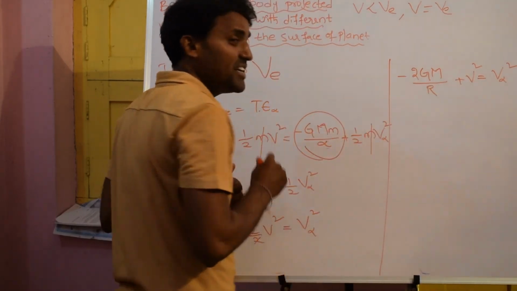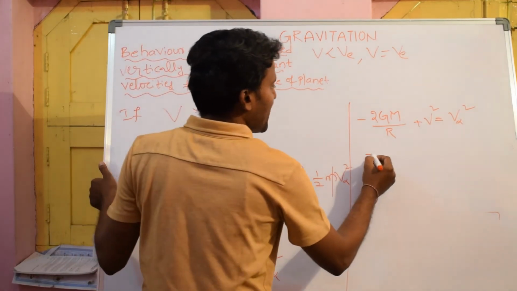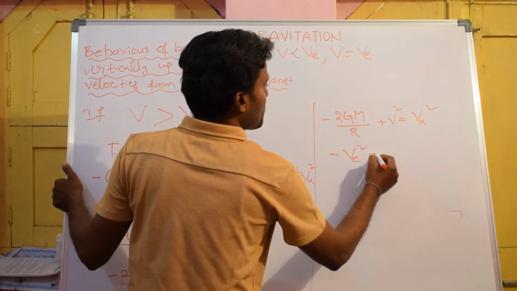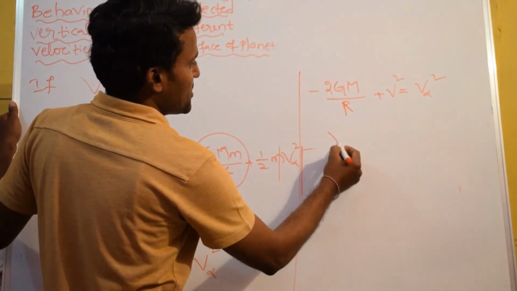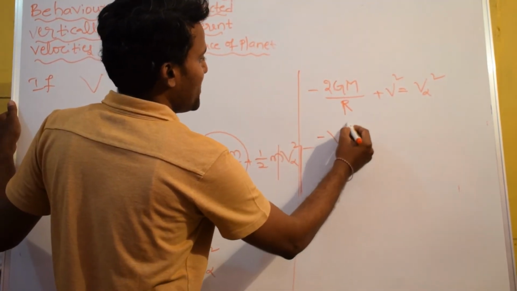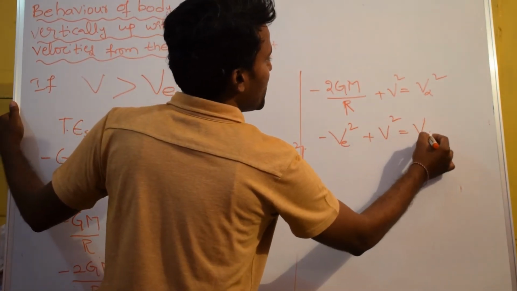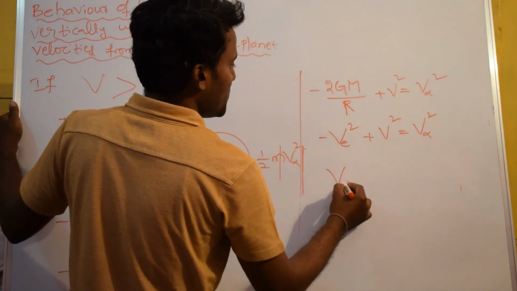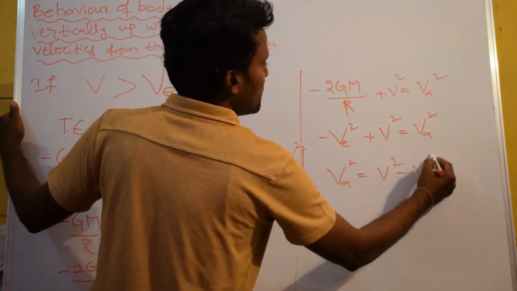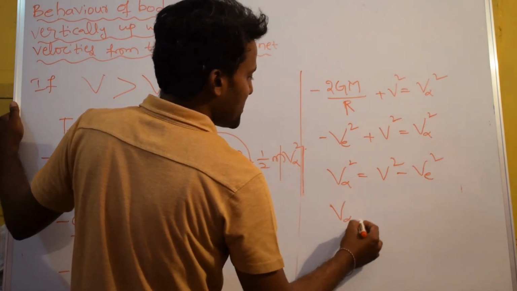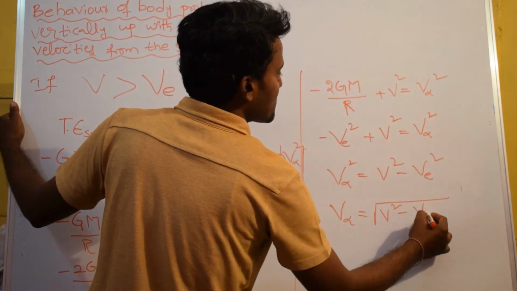2 G M by R is nothing but the escape velocity equation. So minus v escape square plus v square. Now this is the escape velocity formula, so that's why I am writing minus v escape square plus v square equals v infinity whole square. So v infinity whole square is equal to v square minus v escape square. Finally I am writing the velocity at infinity: v infinity square is v square minus v escape square.